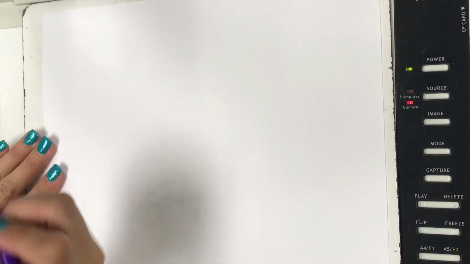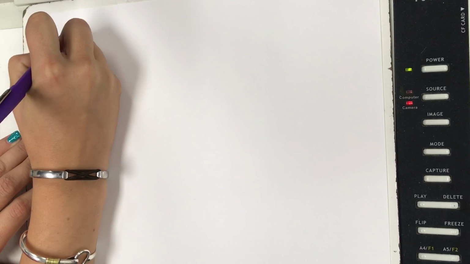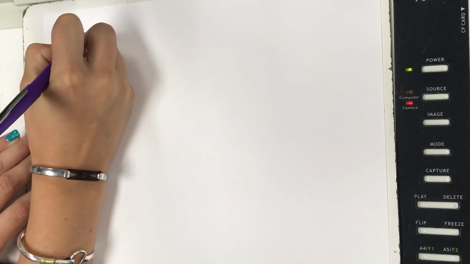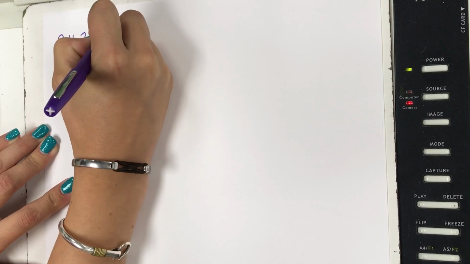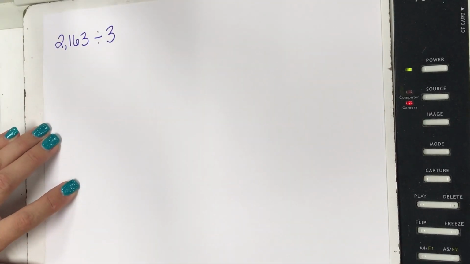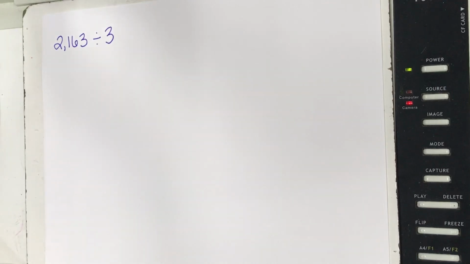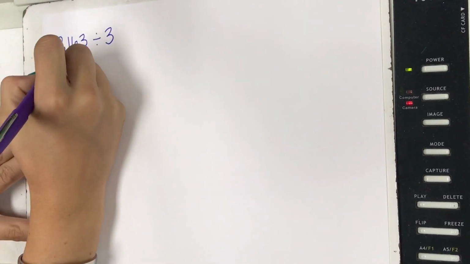All right, we are going to start with the problem 2,163 divided by 3. Which way do you want to solve it first? Raise your hand if you want to solve it with pictures first. Raise your hand if you want to solve it with numbers first in that box method, that place value box. All right, we're going to solve it both ways, so don't get excited. But we'll solve it with the picture way first. It's okay.